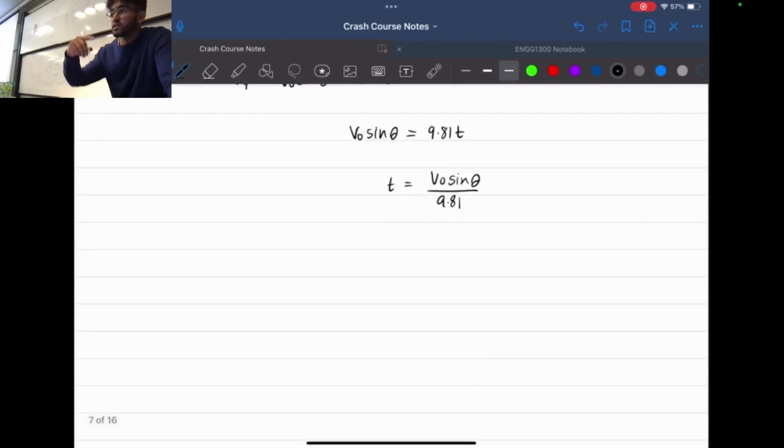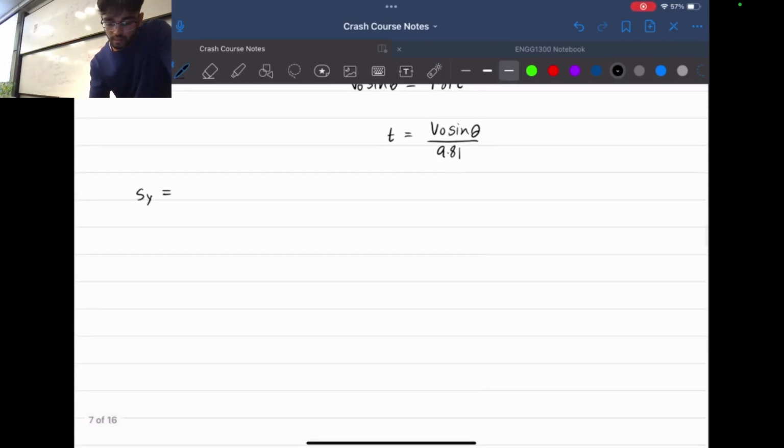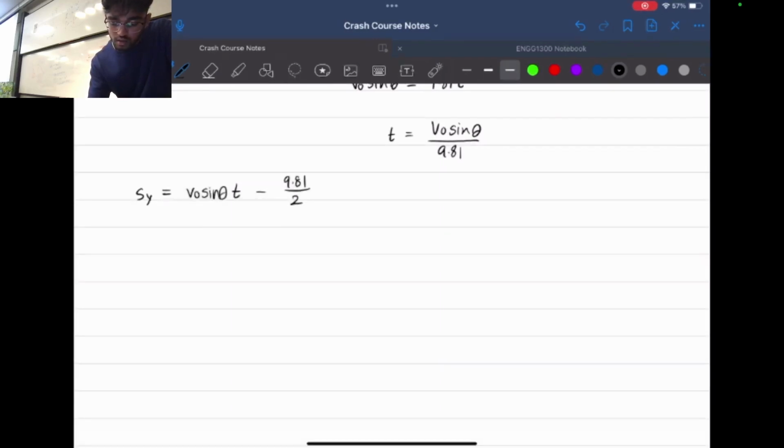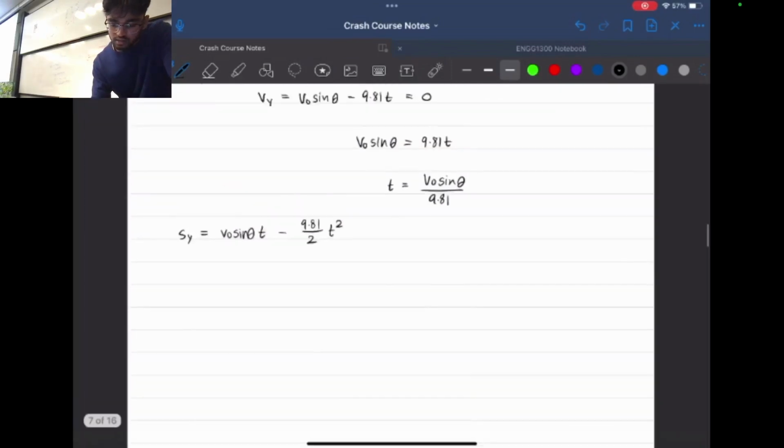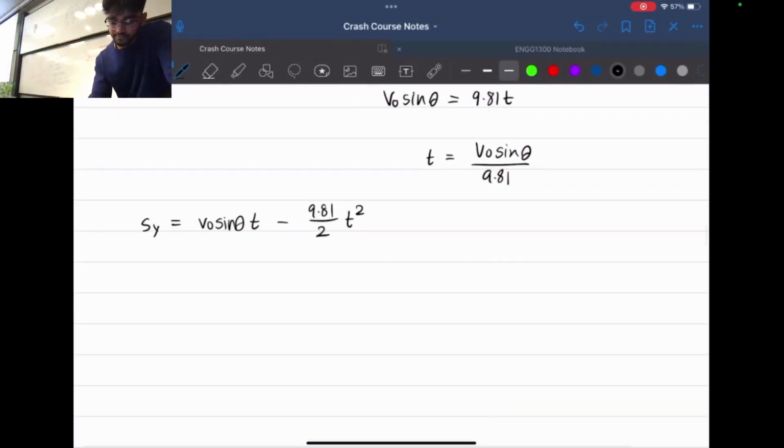And we know that the y displacement formula is given by, in this case, I'm not going to take S0 because our origin is at 0. V0 sine theta t minus 9.81 over 2 t squared. Is that right? Yes. Okay.